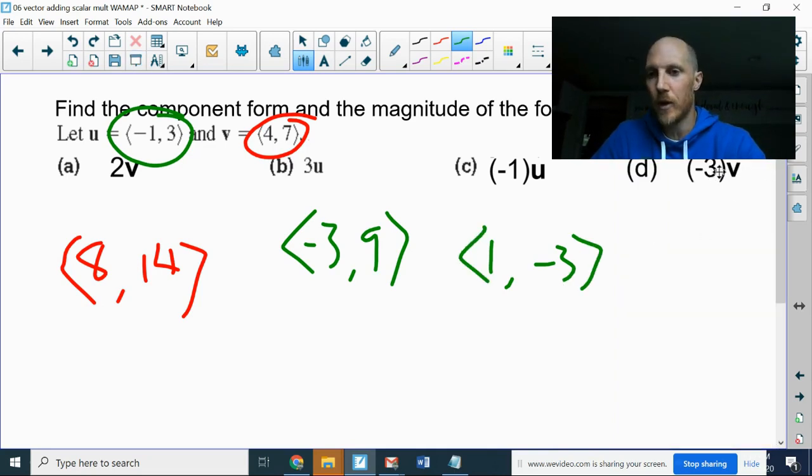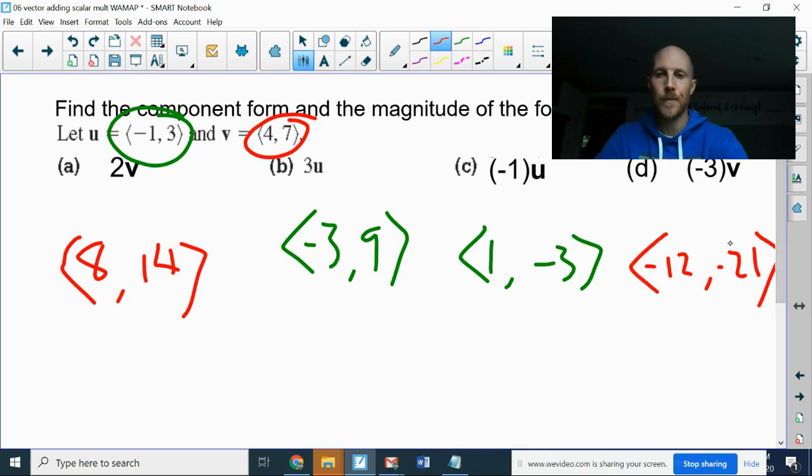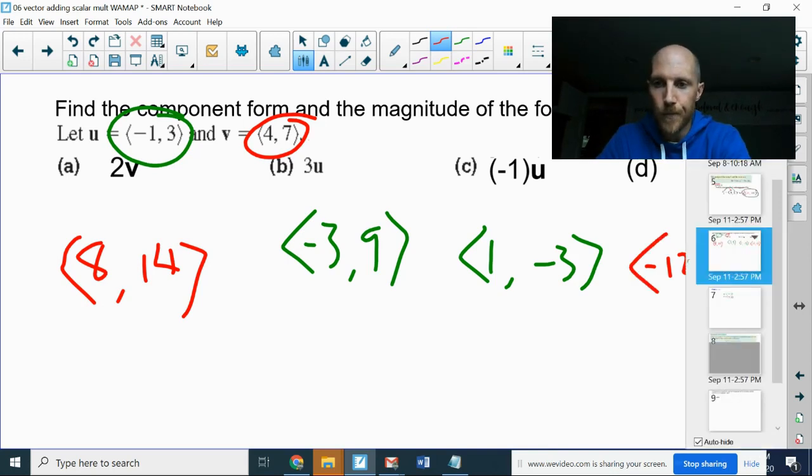And what if I took vector v and multiplied it by -3? All right, well, so that's going to be 4 times -3, 7 times -3. So I have -12, -21, in brackets. Awesome.